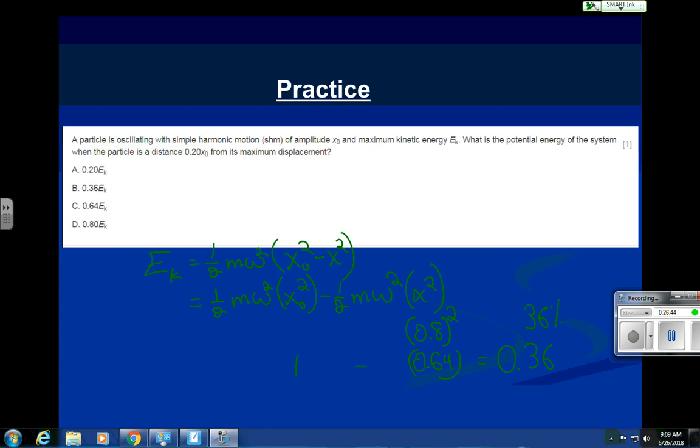But they didn't ask about kinetic energy. They asked about potential energy. So if it's 36% kinetic, that means it's going to be, dun, dun, dun, 64% potential. And that's the correct answer. The potential energy is 64% of the total energy. Man, these are kind of tricky, aren't they?